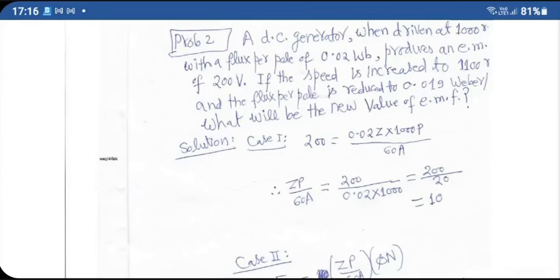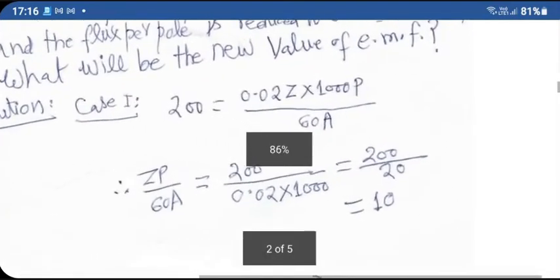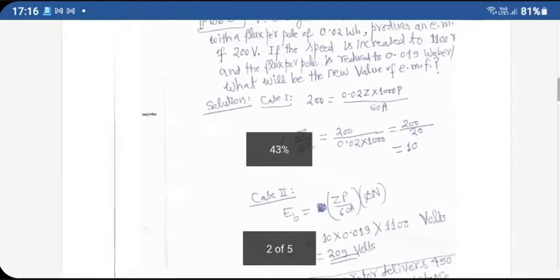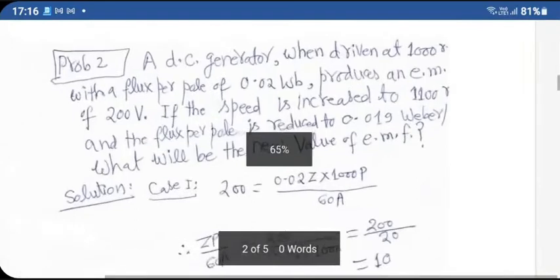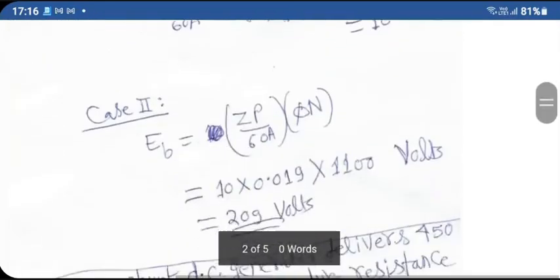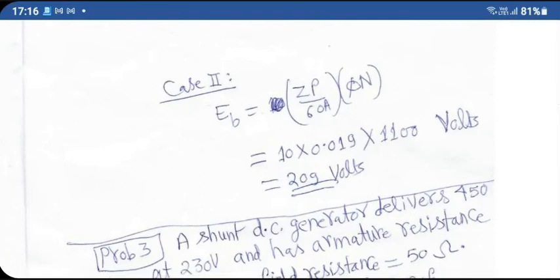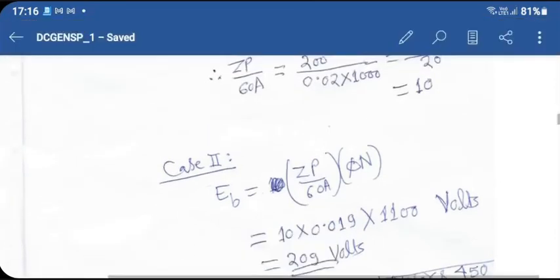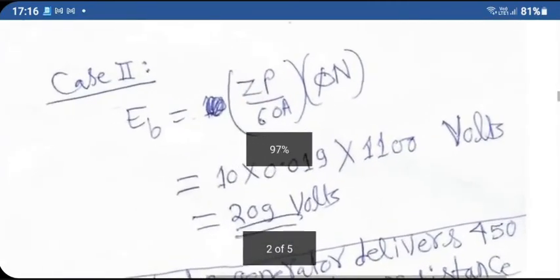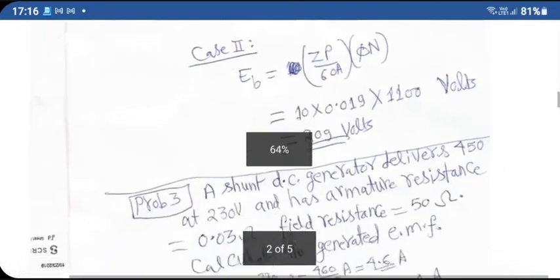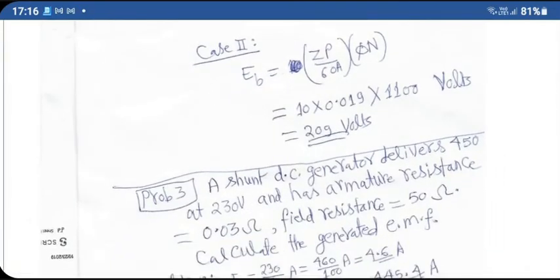In fact, ZP divided by 60A is what I have calculated, which turns out to be 10. Now, in the second case, I use that value of ZP divided by 60A along with new values of speed and phi to calculate the new value of EB. Phi has changed to 0.019, N has changed to 1100, and ZP by 60A is known to be 10. So plug in all the values. So in the second case, the EMF generated turns out to be 209. Okay, 2 or 3 more minutes.